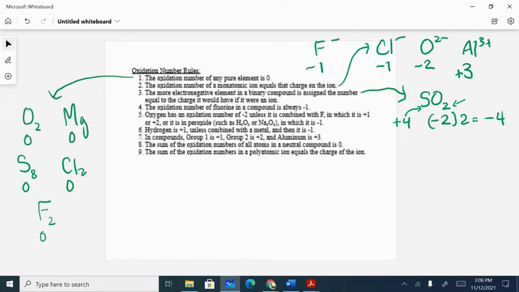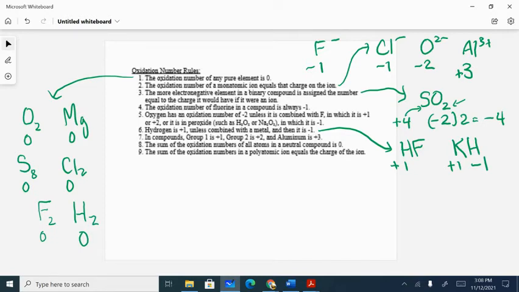Hydrogen is +1 unless it's combined with a metal, then it's -1. So you've got to look: if hydrogen's in the first position, then it's always +1. If it's in the second position, that means it's going to be bonded with a metal. The metal will be the positive one, and then hydrogen can be -1. If it's standing by itself as H2, then its oxidation number is 0. Those are the only 3 things that hydrogen can ever do.